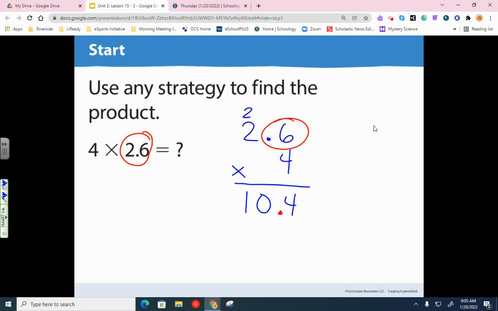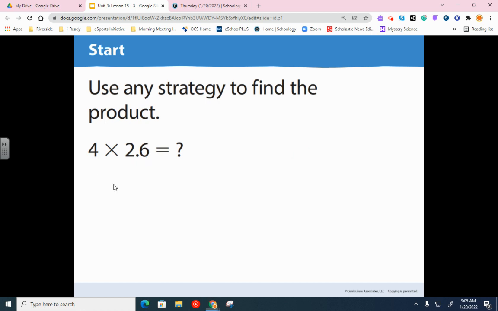Another thing you can do is estimate. You can also take this whole number and this whole number. We know 4 times 2 is 8. So if our final answer is 10 and 4/10, that makes sense. That's a reasonable answer. So that's another way just to double check yourself as far as if the decimal point's in the right place. Okay, so go ahead and turn to page 319.